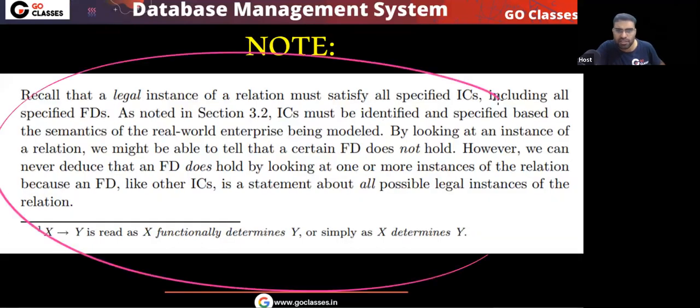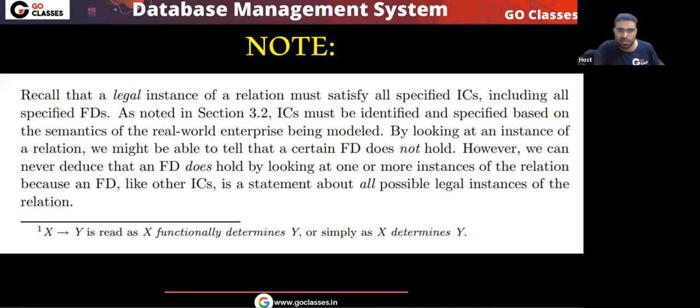Okay, so this is the note that is given to you. Remember, by looking at an instance, can you determine functional dependencies? By looking at an instance, we might be able to tell which functional dependencies do not hold, but we can never tell which do hold. Yes or no? Is this clear?